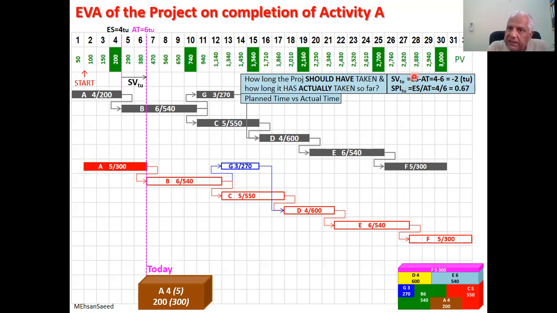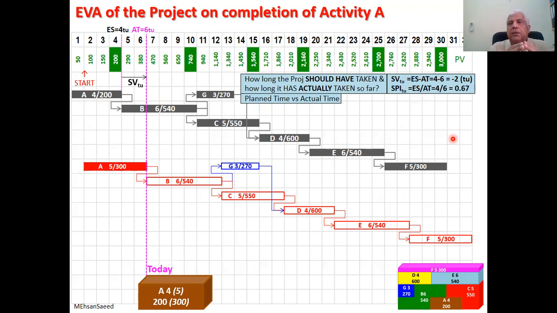Because we are taking time units, therefore we are suffixing or we are subscripting these terms with TU. TU stands for time units. It is important to subscript or suffix them with time units because we can find schedule variance and schedule performance index in terms of monetary units also, as you will see shortly. So our first analysis, earned value analysis, suggests that this project is 2 days behind, and because A was a critical path activity, the whole project is late by 2 days.